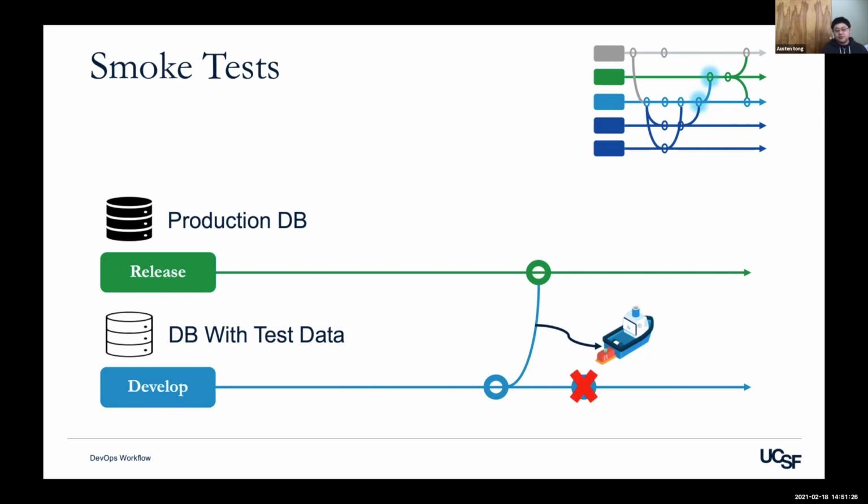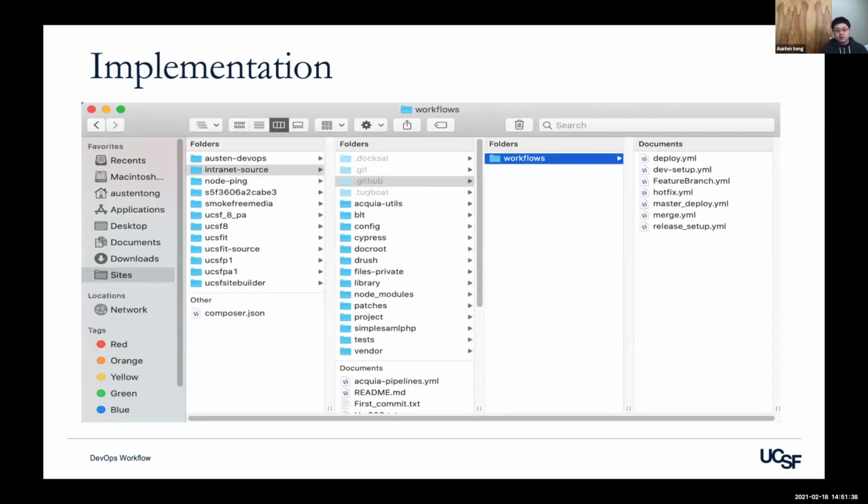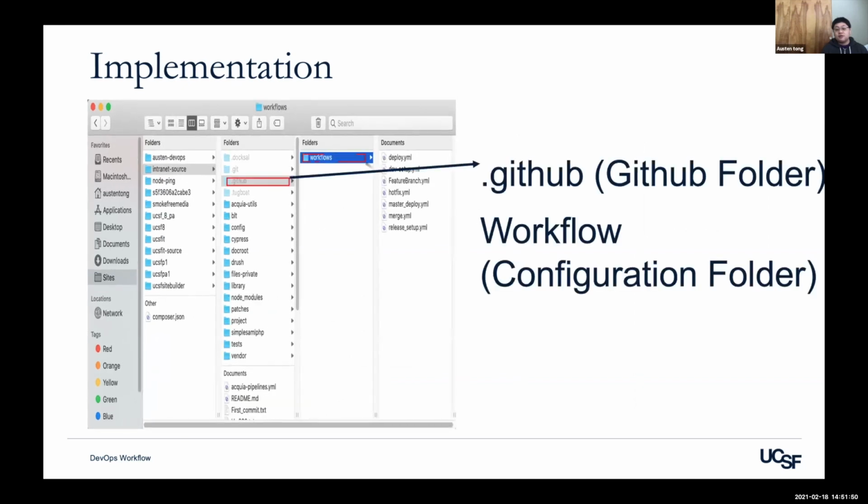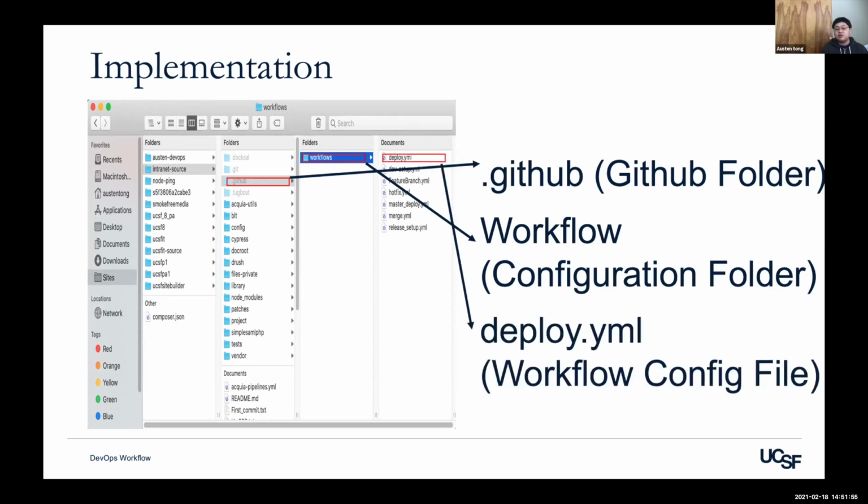So as I said before, anything past this pull request, none of the stuff still in development gets in the release and lets us focus on it. So I'll go a little bit about the implementation and how we went through it, or just how it's implemented for us. So we have the GitHub folder, we have the workflows, that's for the configuration, and then in there we define all our YAML files for each individual workflow.